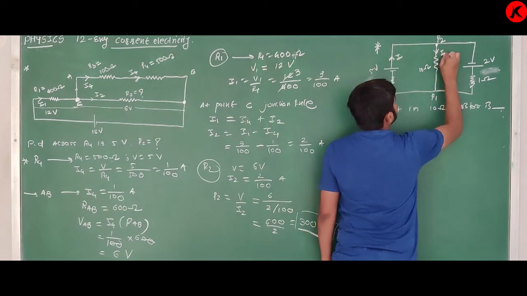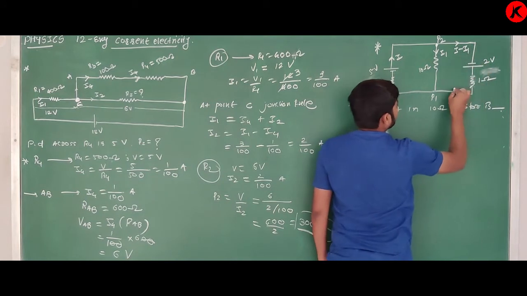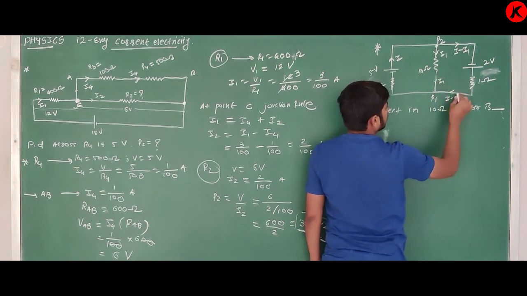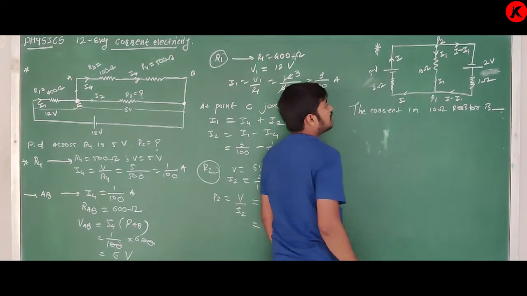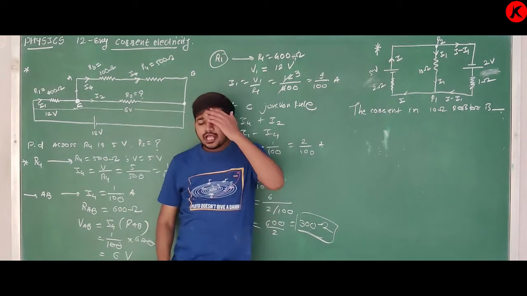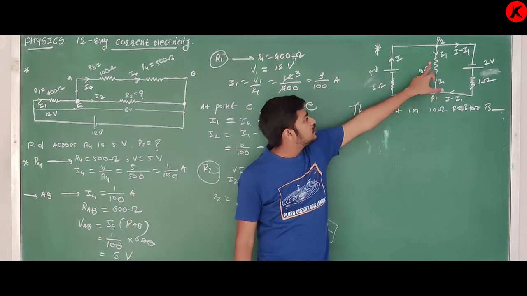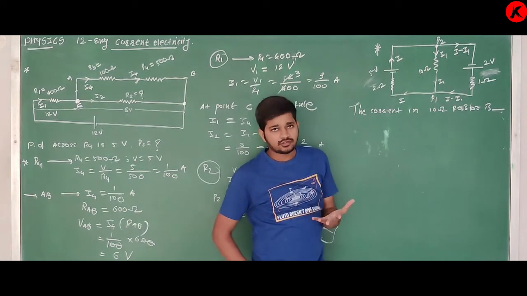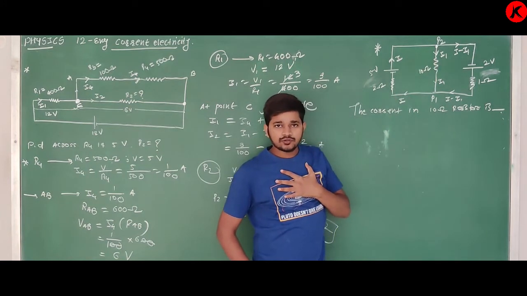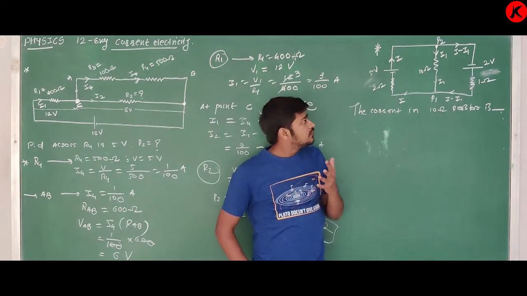So in this branch it is I1, in this branch it is I minus I1. From here it is I1, so again here it is I. So this is the current distribution. Now you have to find the current flowing through the 10 ohm resistance, which means you have to find I1. This direction I have assumed. It may or may not be right, so we have to check.